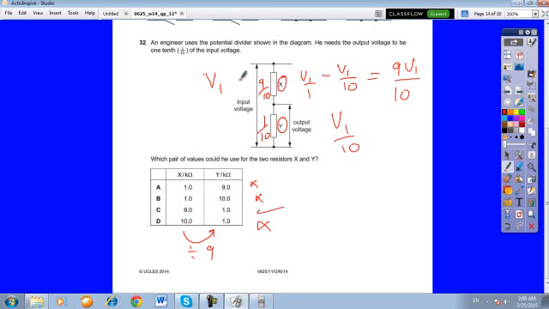So I put 9 ohms at X and 1 ohm at Y. This will take 9 over 10 of the voltage, and Y will take 1 over 10 of the voltage. And so the answer is C.